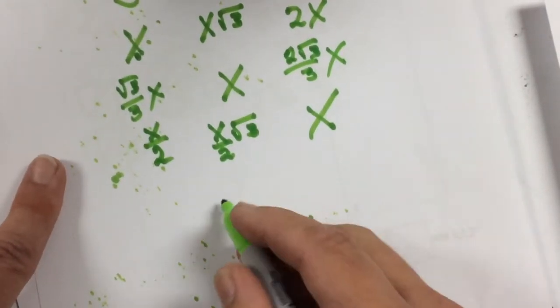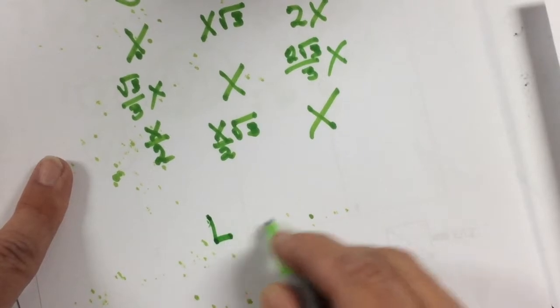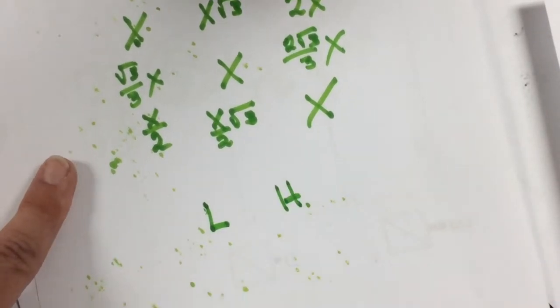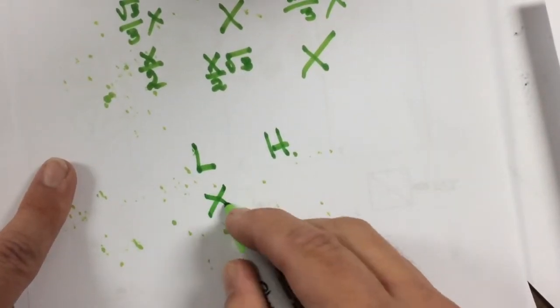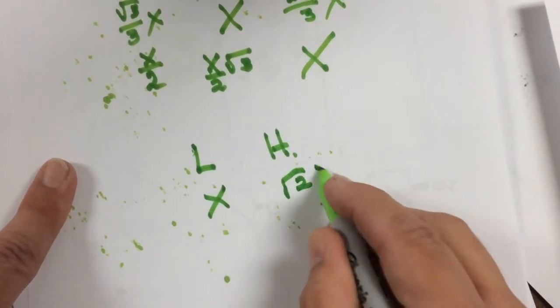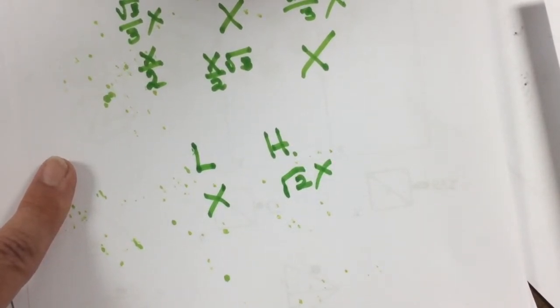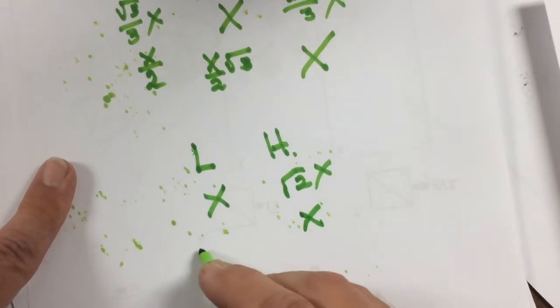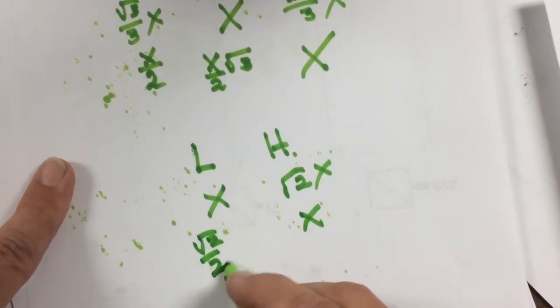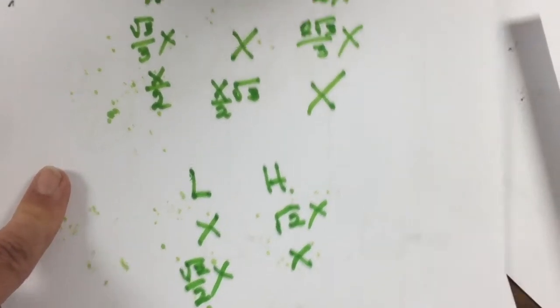For the 45, 45, 90, you get a leg and a hypotenuse. If I give you the leg, the hypotenuse is square root of 2 times that number. If I give you the hypotenuse, the leg is square root of 2 over 2 times that number.